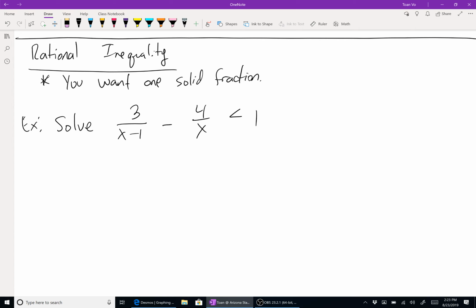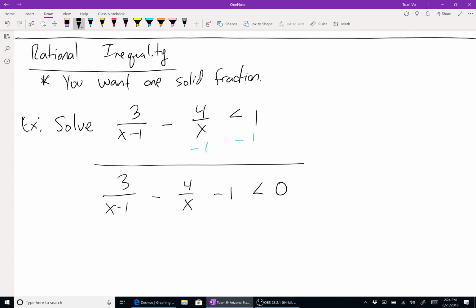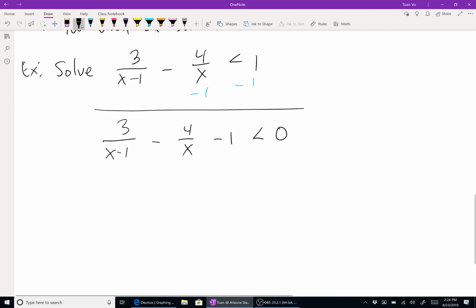You want to get 0 on one side, so very obvious our first step should be to minus the 1, right? That's basically the only way we can solve these. Get a 0. So this is where the extra footnote, extra bullet point comes into play. I don't want to start solving this until I get one solid fraction. So this is, I want to say 1.3.